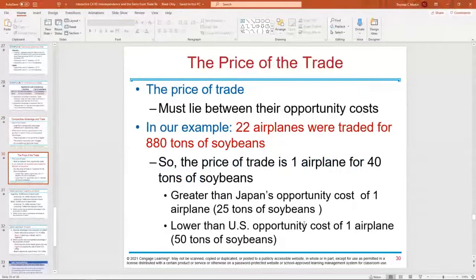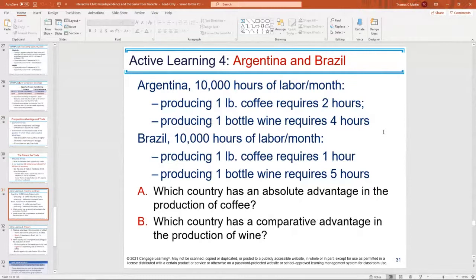Argentina and Brazil: in Argentina, producing coffee requires 2 hours, producing a bottle of wine is 4. In Brazil, producing coffee requires 1 hour, producing one bottle of wine requires 5. We can see Brazil has an absolute advantage on the coffee, and Argentina has an absolute advantage on the wine.